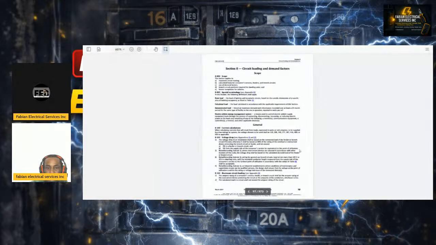See Appendix B, 8-104, maximum circuit loading. 1. The ampere rating of a consumer service, feeder or branch circuit shall be the ampere rating of the overcurrent device protecting the circuit or the ampacity of the conductor, whichever is less. Also goes on to say, 2. The calculated load in the circuit shall not exceed the ampere rating of the circuit.